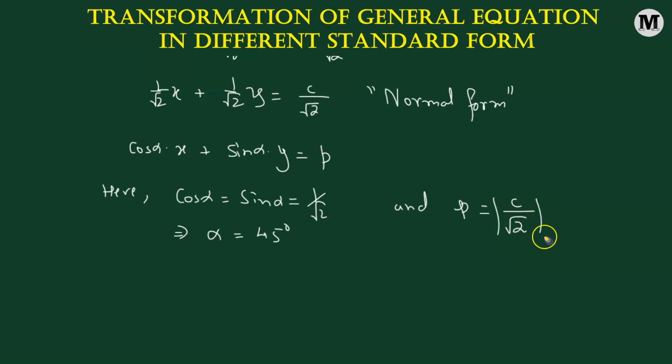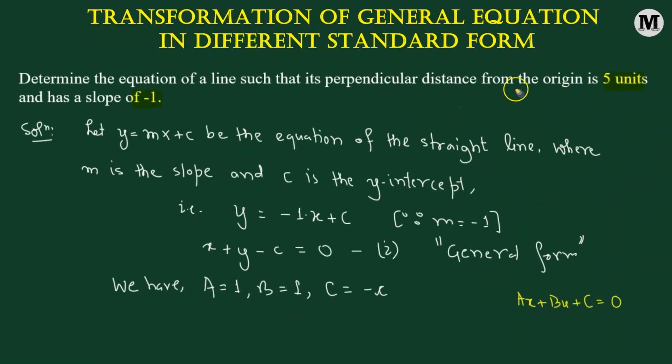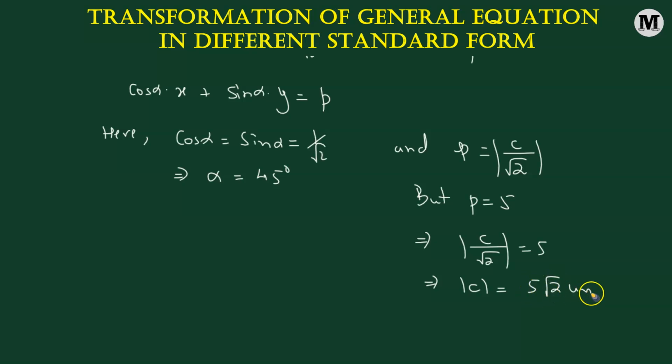And we know that it is always a positive value, so we have the absolute value of c over square root of 2. But coming to the problem, it's already given that the perpendicular distance from the origin is 5 units. So p equals 5 units, which means that the absolute value of c over square root of 2 must be equal to 5. Solving for c, we get the absolute value of c equals 5 times square root of 2 units. So that is the value of c.